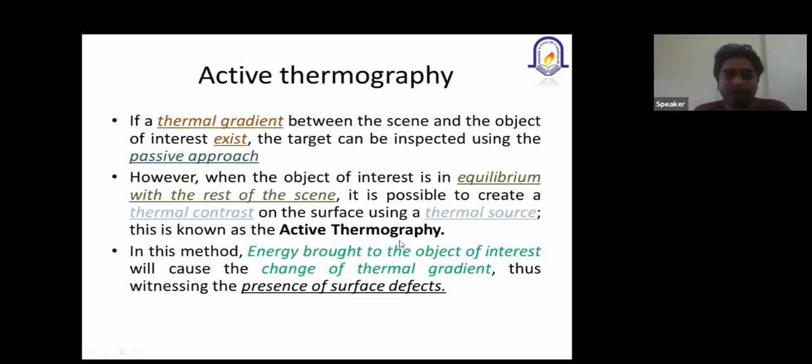Now, what we are going to do in this method is place one thermal source. A thermal source is basically sunlight or any halogen light, or basically in general light, which is going to heat up the object. The more the object gets heated, the more radiation it will emit. Okay. In this method, energy is brought to the object of interest, which will cause a change of the thermal gradient, thus revealing the presence of surface defects.